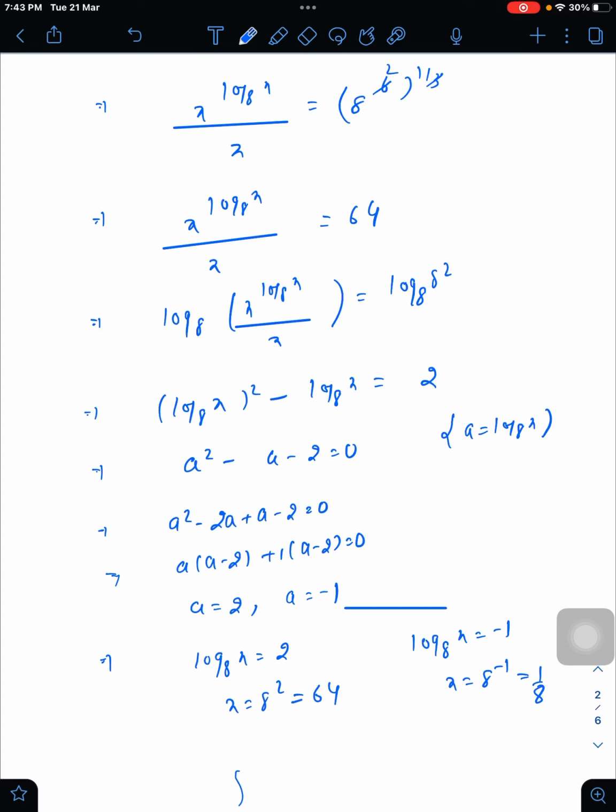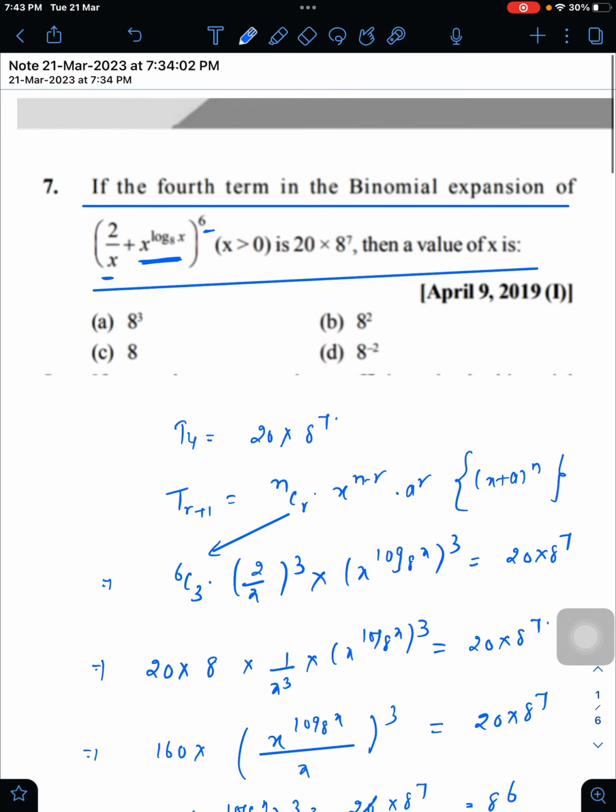So we can choose our answer. Our answer will be either 64 or 1 by 8. So 64 is there. Yes, 64 is there. So our answer is going to be option B. Look how easy the question is. The question is very easy. What you need to do is put in a little bit of focus and you can easily solve the question.